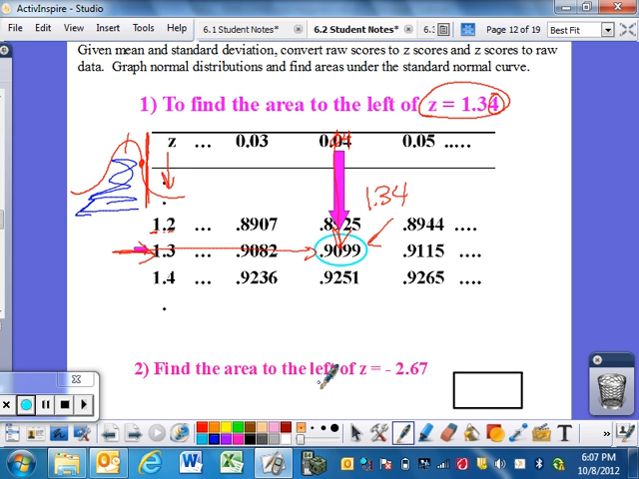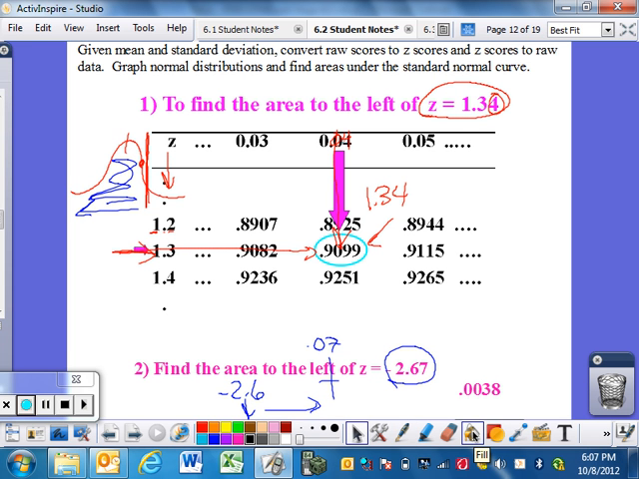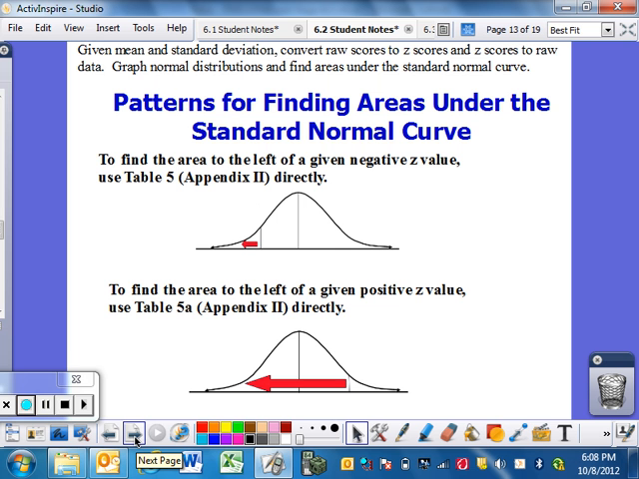Find the area to the left of z equals negative 2.67. So you need to go to the negative side. Find negative 2.6 on the left going down, and then the 0.07 on the top. Go down to where those meet, and hopefully you find 0.0038. So that's the idea that you need to do. See if you can find that, and if you can do that, I promise you the rest of this is going to be really easy.